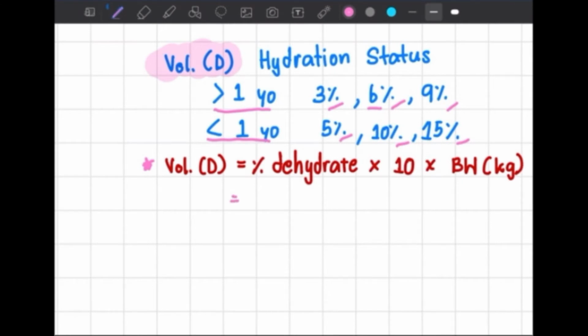So I'm going to have to take 6, multiply by 10, multiply by his body weight in kilograms, which is 22. And my answer would be 1,320 mLs. Okay, so that's pretty simple. Yay, now we can find a volume deficit.